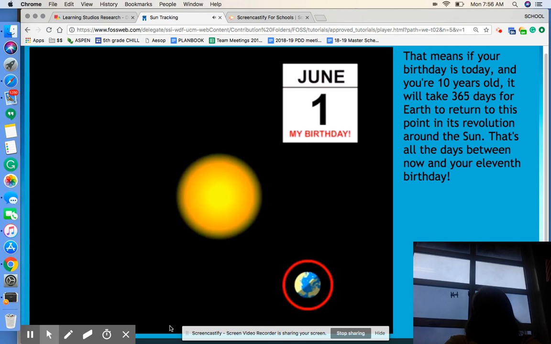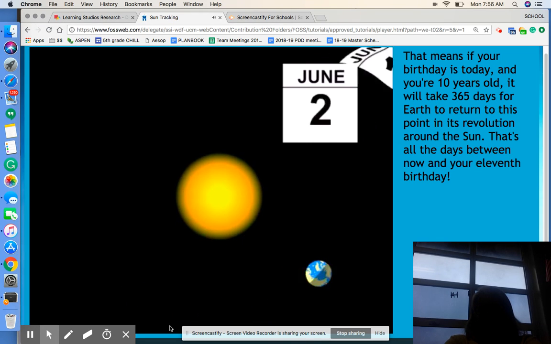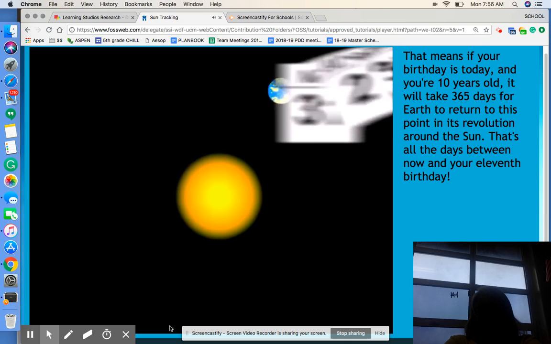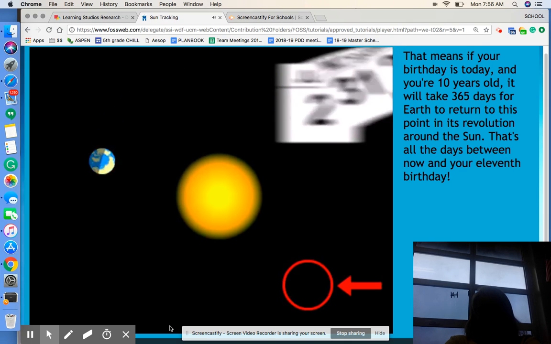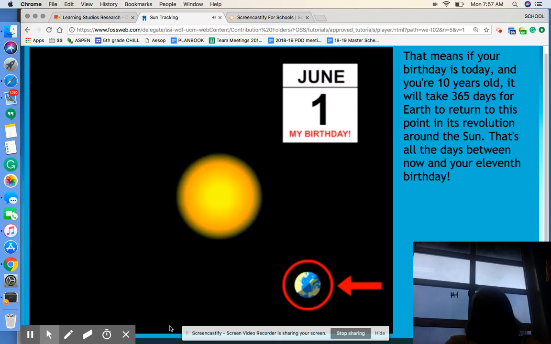That means if your birthday is today and you're 10 years old, it will take 365 days for Earth to return to this point in its revolution around the sun. That's all the days between now and your 11th birthday.